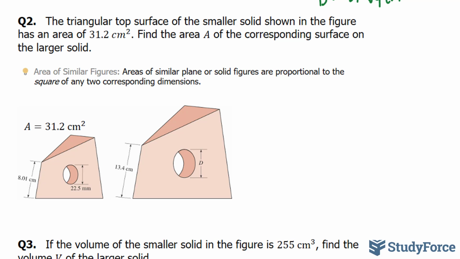In question 2, we're asked, the triangular top surface of the smaller solid shown in the figure has an area of 31.2 centimeters squared. Find the area A of the corresponding surface on the larger solid. To answer this question, we'll need to understand the following. Areas of similar plane or solid figures are proportional to the square of any two corresponding dimensions.